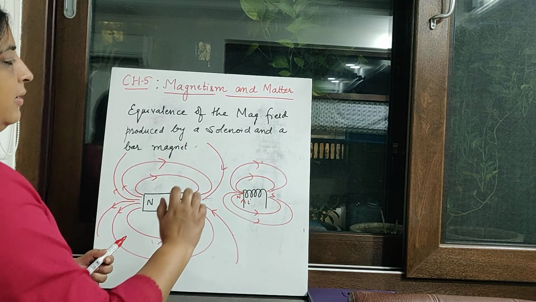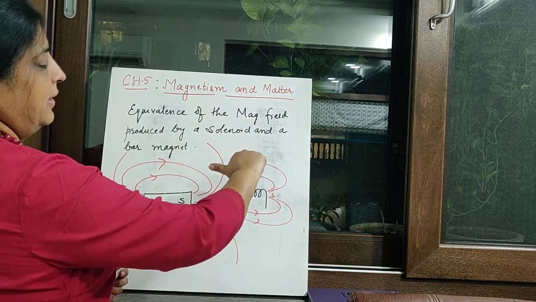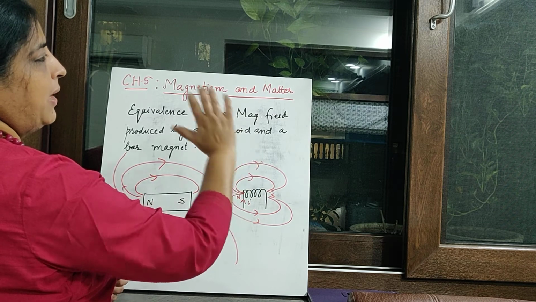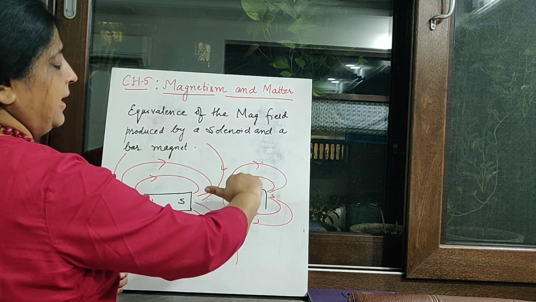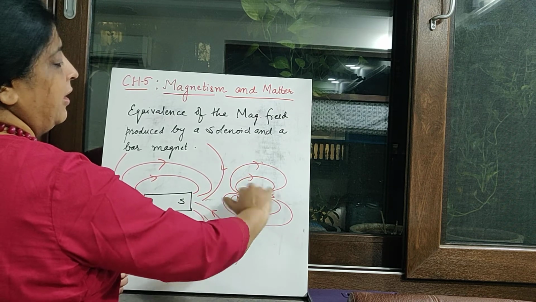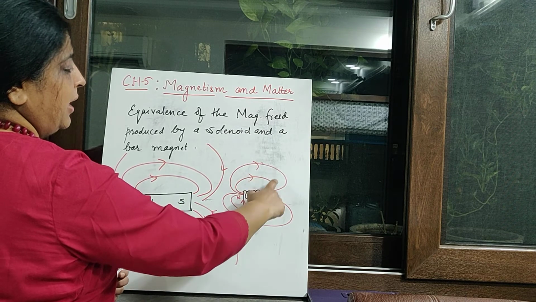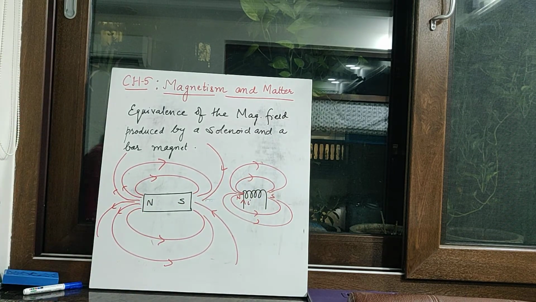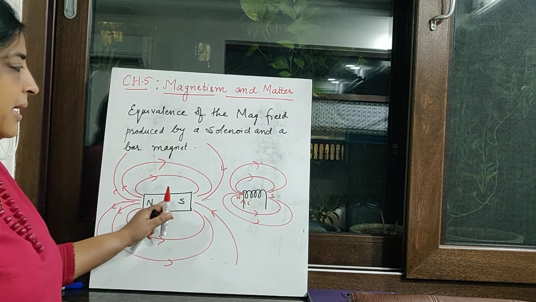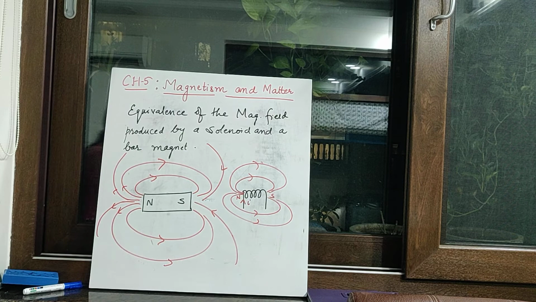You all know that if this is the direction of the current flowing in the solenoid, then this end will become the north pole by the right hand thumb rule. So the magnetic field is like this. Here we have a north pole and here we will have a south pole, and lines will be emanating from the north pole and entering into the south pole like this. So the magnetic field pattern of a bar magnet is exactly the same as is produced by a solenoid.